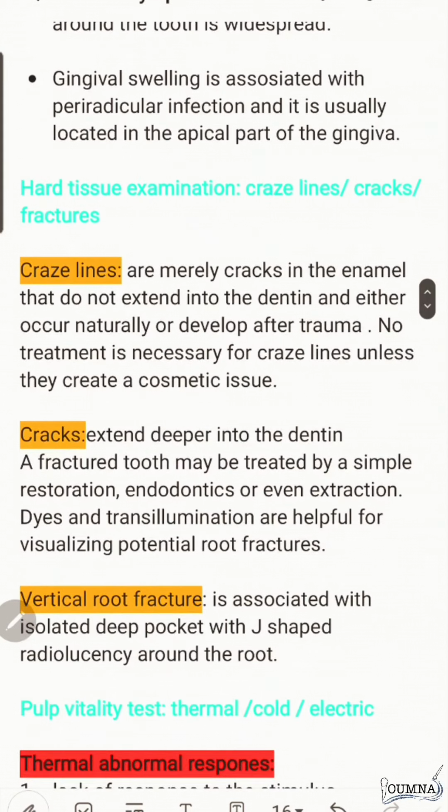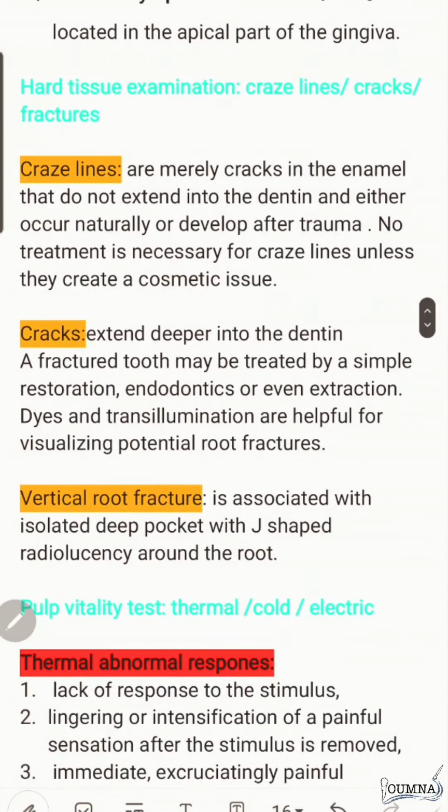For the hard tissue examination, which covers craze lines, cracks or fractures, we talked about how to distinguish between the 3 of them. Craze lines are merely cracks in the enamel that do not extend into the dentin and either occur naturally or develop after trauma. No treatment is necessary unless they create a cosmetic issue.